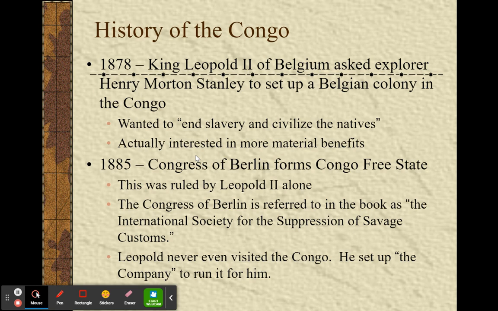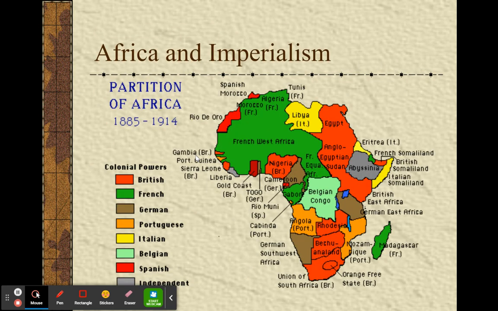In 1885, the Congress of Berlin forms the Congo Free State. This was ruled by Leopold II alone. The Congress of Berlin is referred to in the books as the International Society for the Suppression of Savage Customs. So once again, they're trying to civilize the natives, and what they mean by civilize is to make them Christian, turn them into still slaves, but maybe we'll call them indentured servants. And we're going to steal the valuable resources of their land. Leopold never even visited the Congo. He set up the company to run it for him.